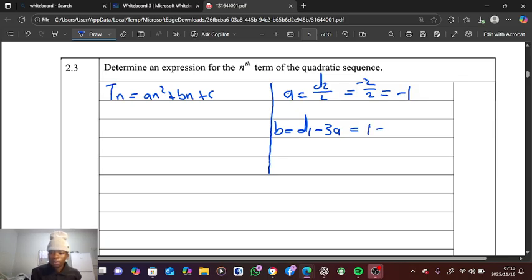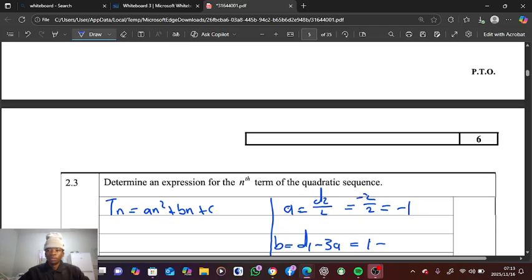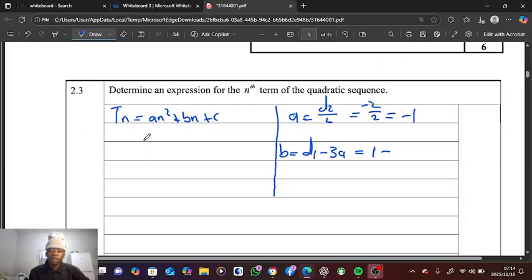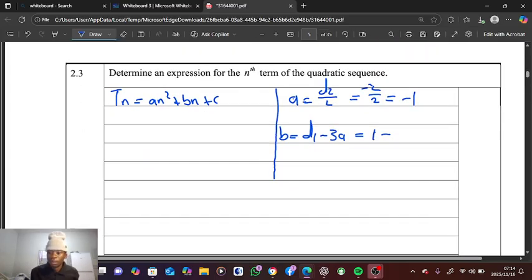So d1 is going to be positive 1 minus, remember, we have our first difference here, which is positive 1. This is our first difference. When you say d1, you pick the first value. So we're going to have 1 as our d1 minus 3 into our a, which is negative 1, because we calculated. So this is the same as 1, negative times negative is positive 3, which is going to give us 4.